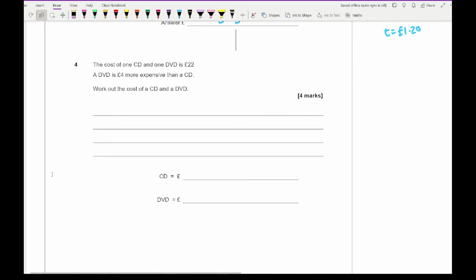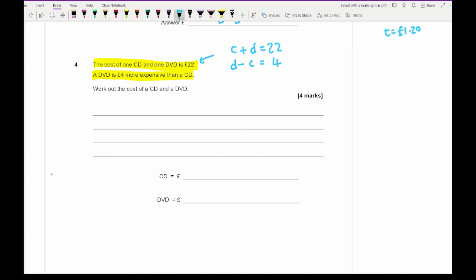Question 4 says the cost of one CD and one DVD is £22. A DVD is £4 more expensive than a CD. Work out the cost of a CD and a DVD. So let's first of all use algebra to translate each of these statements. In terms of the first one, we know that C plus D equals 22. And we know that D minus C equals £4 because the difference is 4.